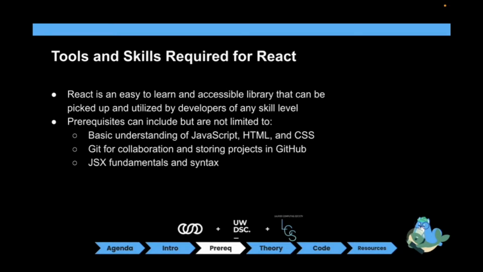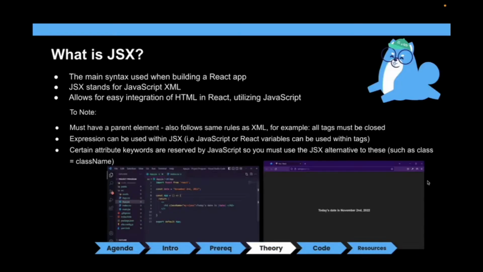Git is also a pretty important skill or tool to know, obviously for collaboration and storing projects on GitHub or any other project collaboration service. It's really up to your preference. And JSX fundamentals and syntax, which I will pass over to Aiden, who will start explaining what JSX is.